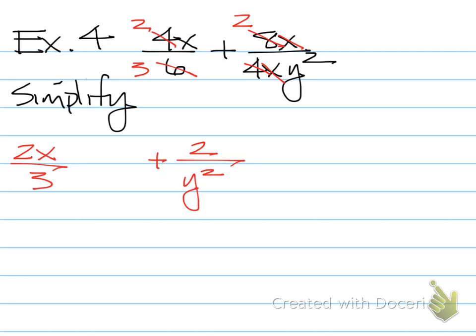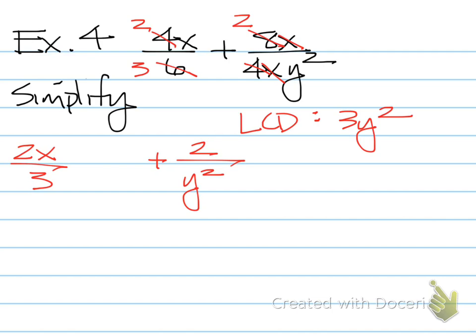All right, so that leaves us with 2x over 3 plus 2 over y squared. And we need to now determine what the lowest common denominator is. The lowest common denominator is going to be 3y squared. Now that we've determined the lowest common denominator, we ask ourselves, what do we have to multiply each denominator by to get the LCD?